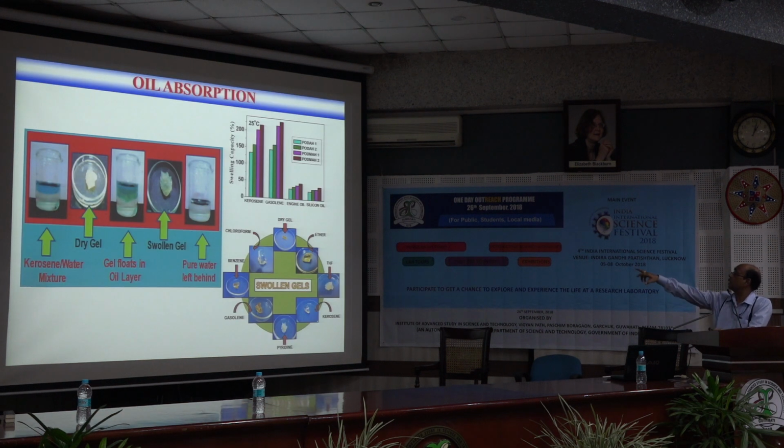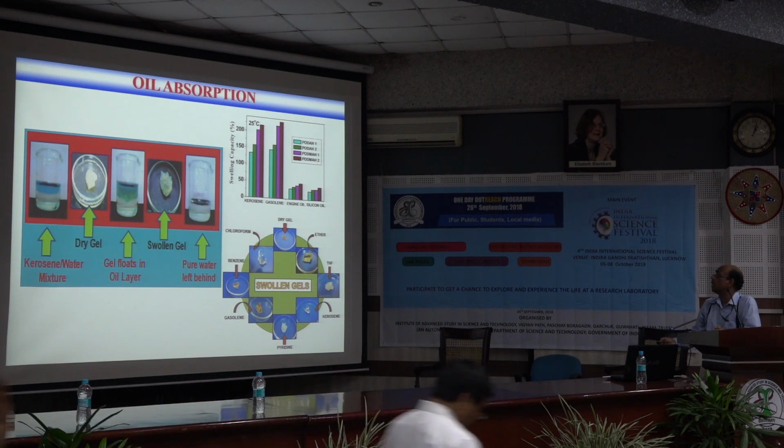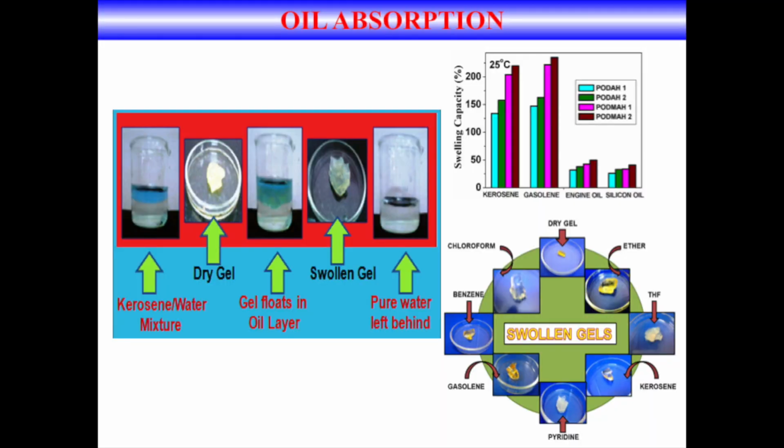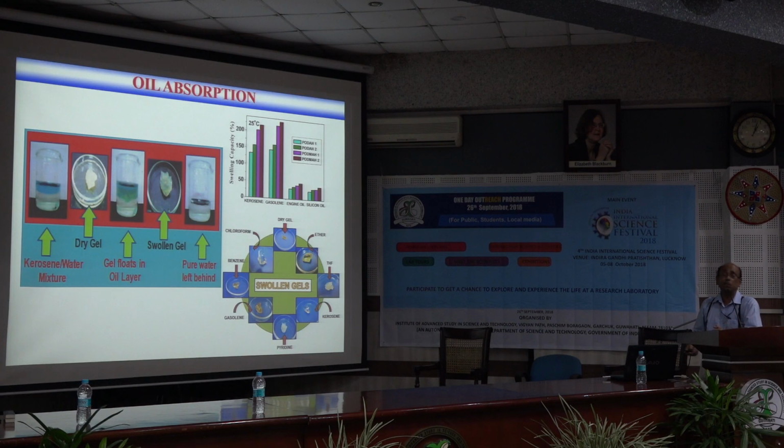This is the experiment where we use a kerosene and water mixture in this one beaker and put our dry gel into it. You will find that after some time it will absorb all the kerosene from this kerosene-water mixture, and in the process pure water is left behind. So this is the process by which you can clear your environment. Sometimes big oil spillages happen in oceans also, so this type of gel finds application there.